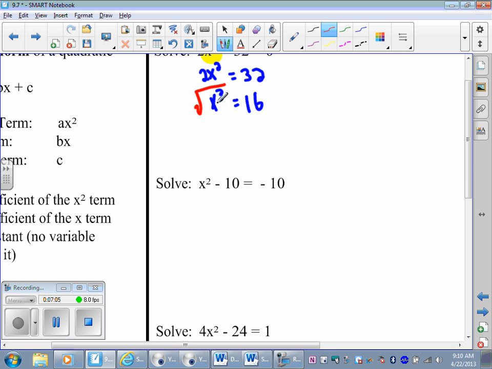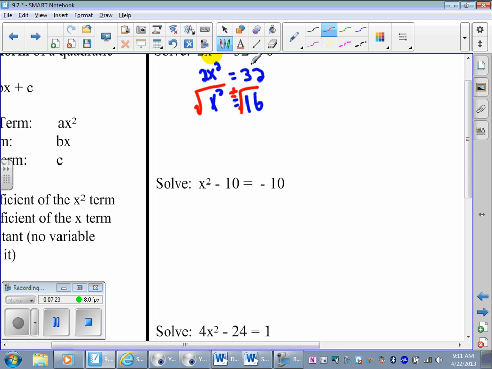Well, what undoes squaring? Square rooting undoes squaring. So I also need to do it to this side, because whatever I do to one side of the equation, I have to do to the other in order to keep my equal sign. But the key is you have to put a plus or a minus symbol in there, because there are really two numbers that when I square them, I get 16.